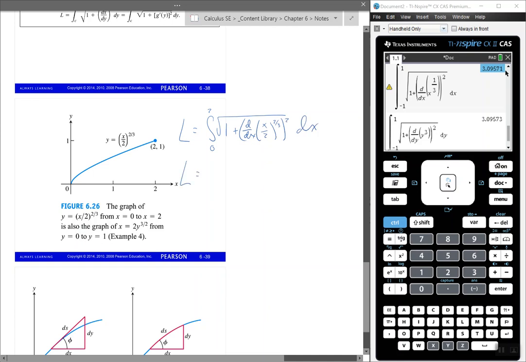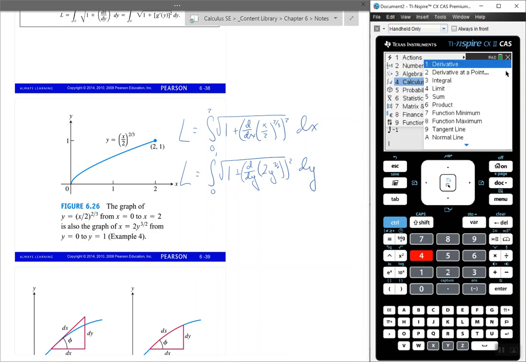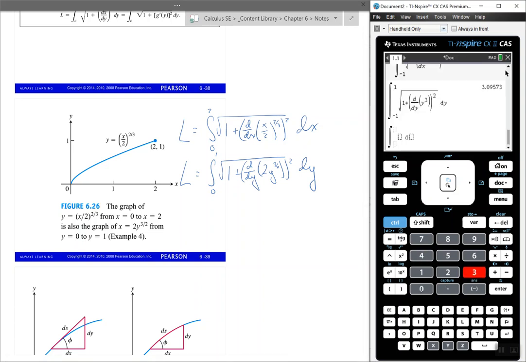If we do it with respect to y, we're now using the y-axis numbers, so 0 to 1. The integral of the square root of 1 plus d/dy this time of 2y^(3/2), parentheses quantity squared, dy. And we should end up with the exact same answer. If we don't, we got some problems. So we'll do the x version first.